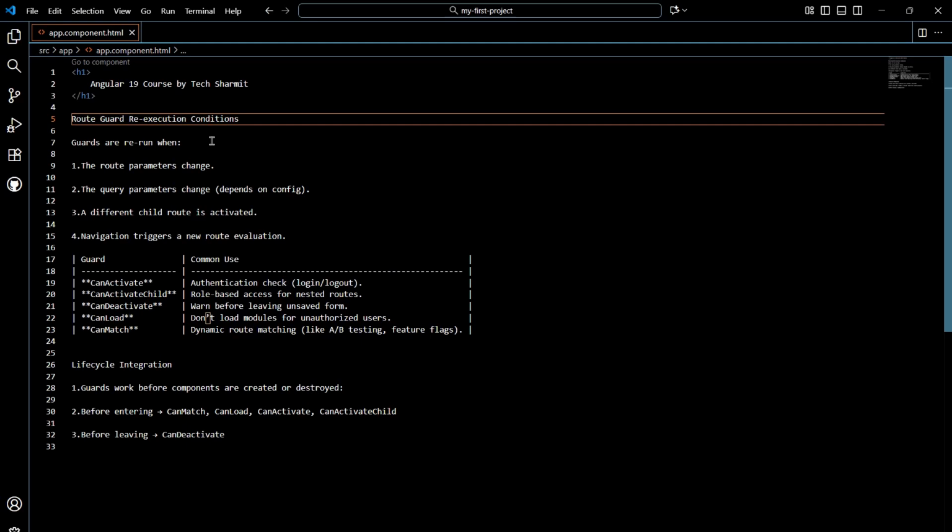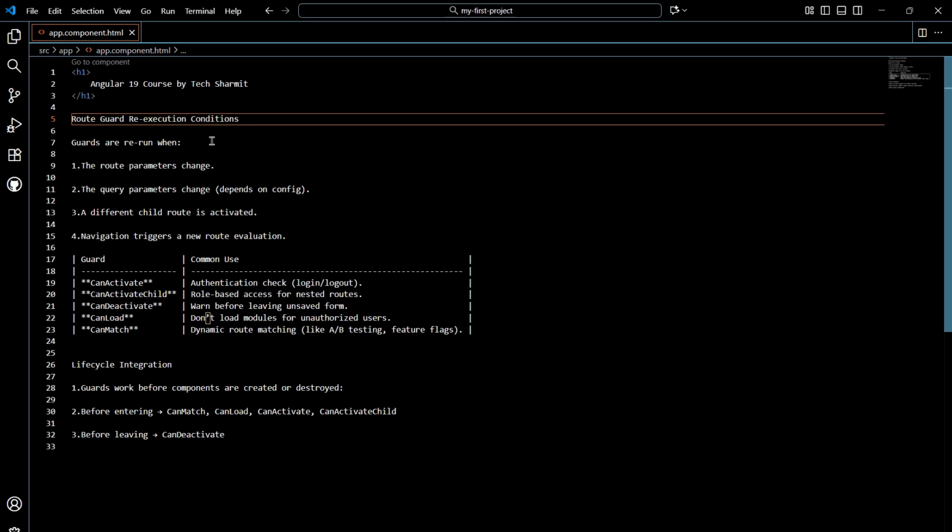The third point is that a different child route is executed. So if in any situation a different child route is activated, then in that situation it will re-execute the route guard. So that is again an important flow, or you can say a condition where the route guard is re-executed.